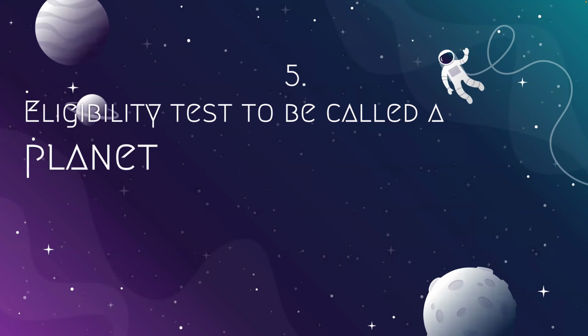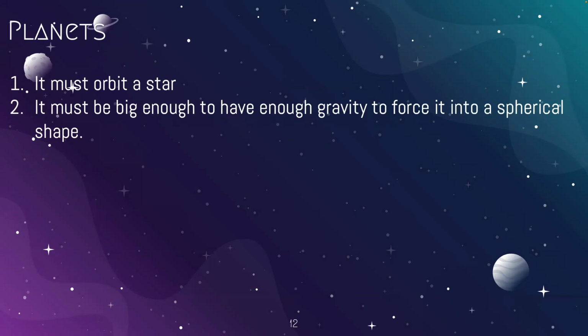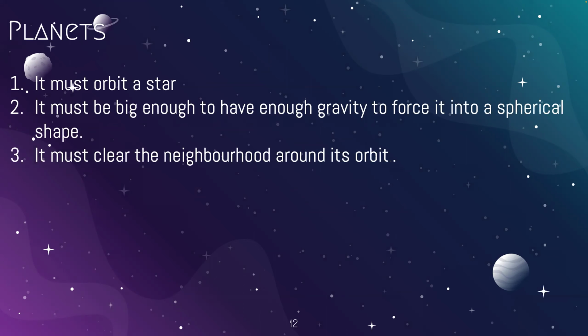So what is the criteria or eligibility for something to be called a planet? I mean, why was Pluto called a planet earlier, but is no longer called a planet? That means there must be some criteria for anything to be called a planet. The criteria are, first, it must orbit a star. Second, it must be big enough to have enough gravity to force it into a spherical shape. Third, it must clear the neighborhood around its orbit.